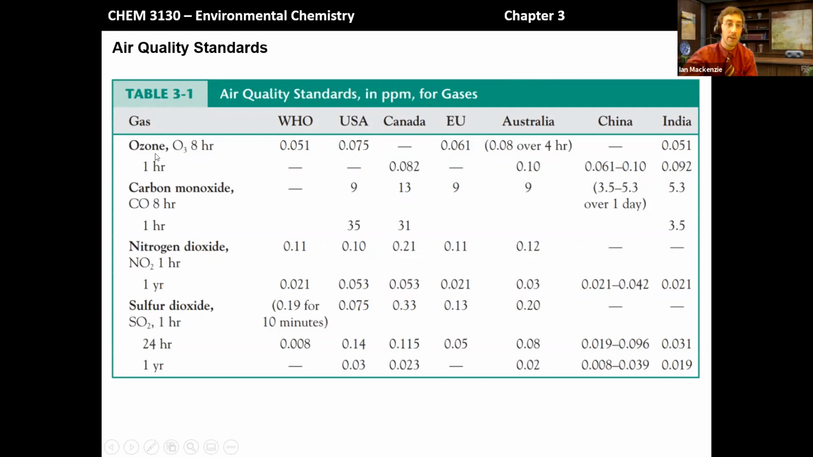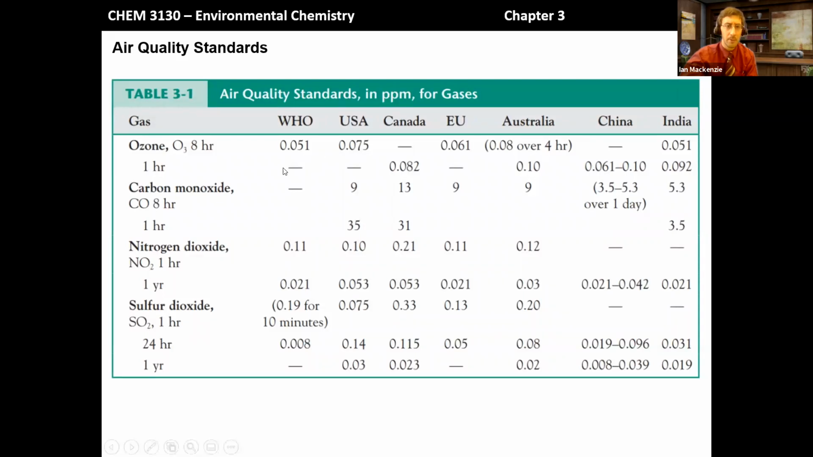The ozone concentration has been updated by the EPA and has been decreased from essentially 0.075 parts per million, or 75 parts per billion, down to 70 parts per billion. Or parts per million, I guess, in this case.